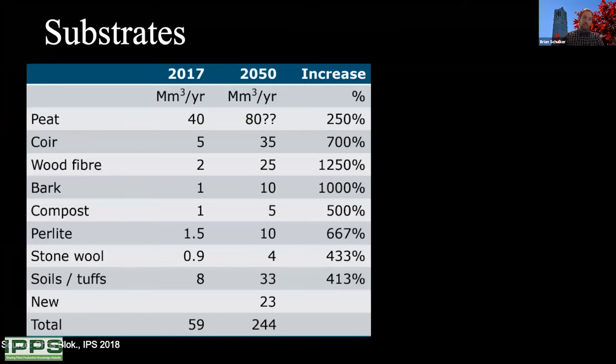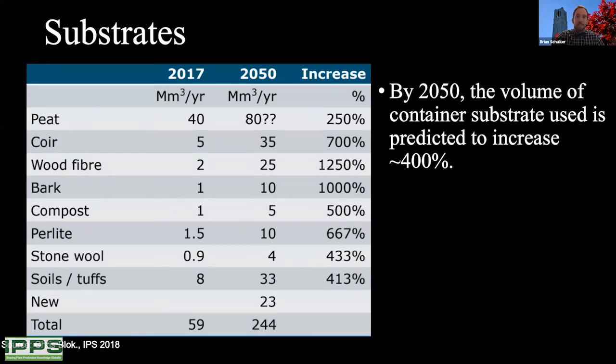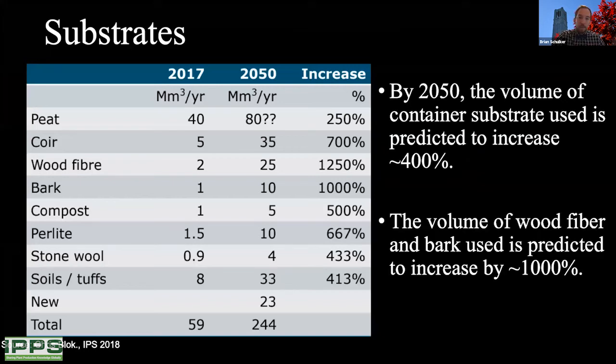Looking now at this table you see in front of you, there are a lot of statistics on there, but we'll work through them. This table illustrates a survey of soilless media usage in 2017 presented by Chris Block at the International Peatland Society Conference. And there's a projection of use by 2050 of these materials and the volume that these materials are expected to increase. So the volume of both wood fiber and bark is predicted to increase by over 1,000%.